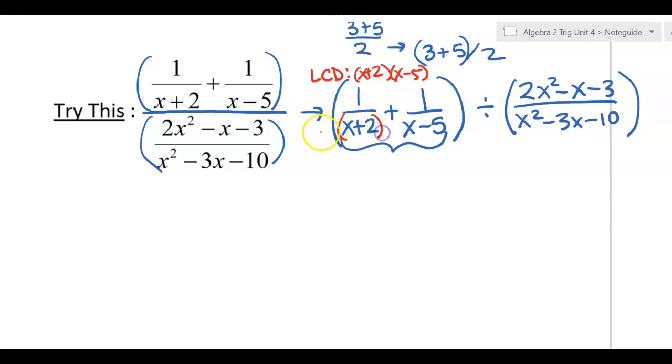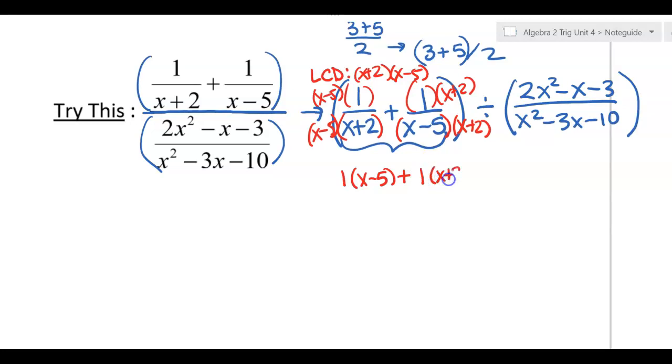So this first fraction needs to get a factor of x minus 5 because that's the one it's missing. And the second fraction needs a factor of x plus 2. And so the way this is going to look is 1 multiplying x minus 5, added with a 1 that's multiplying x plus 2, and that's over the common denominator that contains both an x minus 5 and an x plus 2.